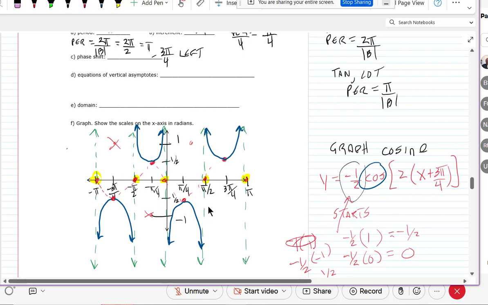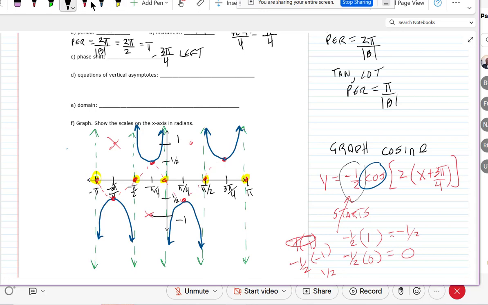The other thing is the equations of the vertical asymptotes. Now what I'm going to do is write down every one of these vertical asymptotes. One of them is at 0. The other one is at pi over 2. The next one's at pi. And over here, you've got negative pi over 2. You've got negative pi. So you have to write a formula when you do this.